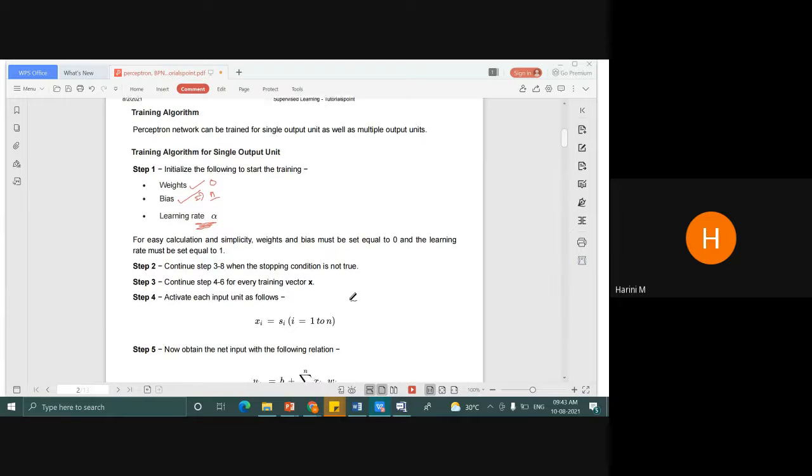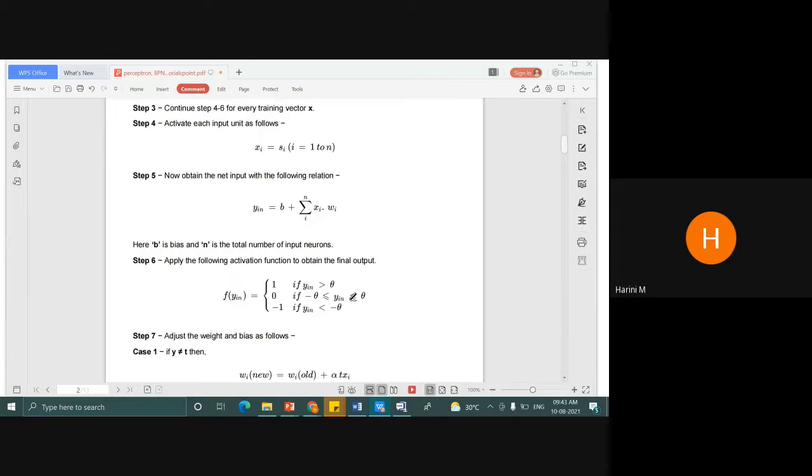Okay, so again, moving into the formula part. First, you have to activate the inputs, right? So this xi is your input. You can have it as xi itself. You need not worry about this si. This xi is enough. And since it's a single neuron, you have this architecture. Remember this architecture. So this is your x1, x2, and you have your bias here with weights 1 and 2. So this is your architecture, right?